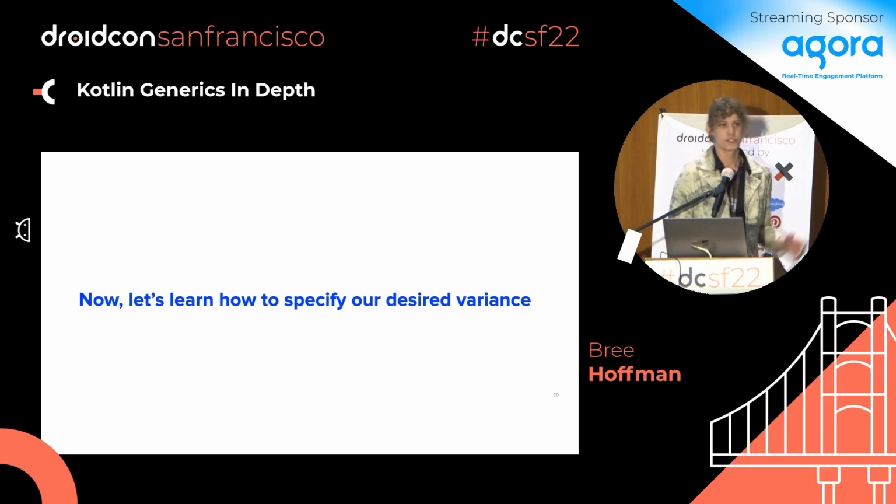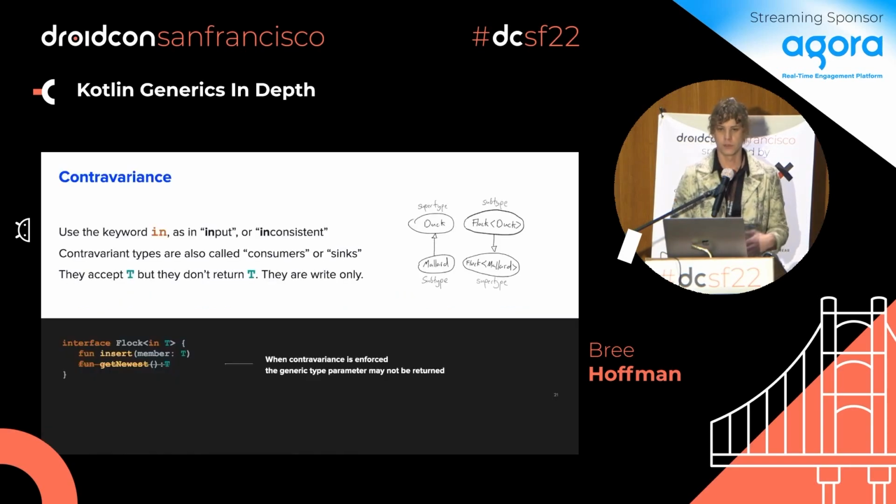So I mentioned that I was going to cover variance annotations, which let us specify the kind of variance that we want a class or interface to have, and thus inform other engineers what they can or can't do with the class or interface. So if you wanted to create a contravariant relationship, like the list of strings being a subtype of a list of any, you would use the in keyword on the type parameter. You can think of in as an input or inconsistent because it's contravariant. Contrary and inconsistent kind of line up for me.